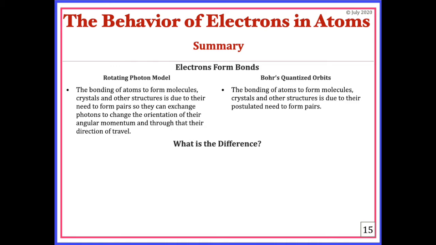In this rotating photon model, electrons in atoms form molecules, crystals, and other structures due to their need to pair so they can exchange photons to change the orientation of their angular momentum and through that change their direction of travel. The Bohr model postulates that the necessity of electrons to form pairs is the reason for chemical bonding. Yes, it is a postulate, and yes, it is true and does work. But it gives no idea of why or just how strong that bonding is in electron pairing.